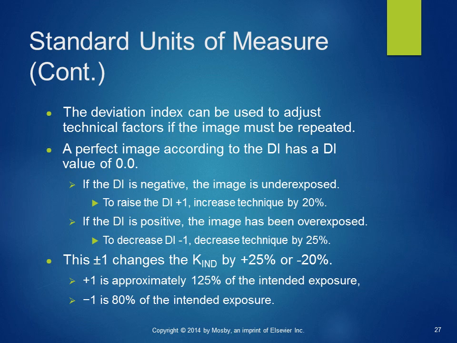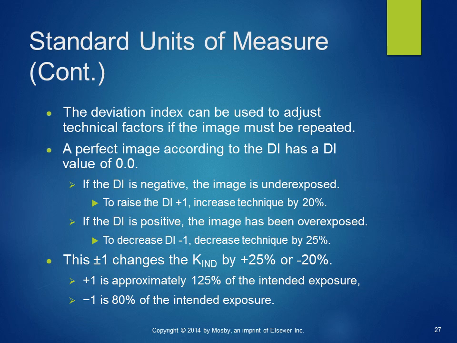The deviation index can be used to adjust technical factors, and if necessary the image must be repeated. A perfect image according to the DI has a DI value of 0.0. If the DI is negative, the image is underexposed. To raise the DI, +1 increases the technique by 25%. If the DI is positive, the image has been overexposed. To decrease the DI, -1 decreases the technique by 20%.